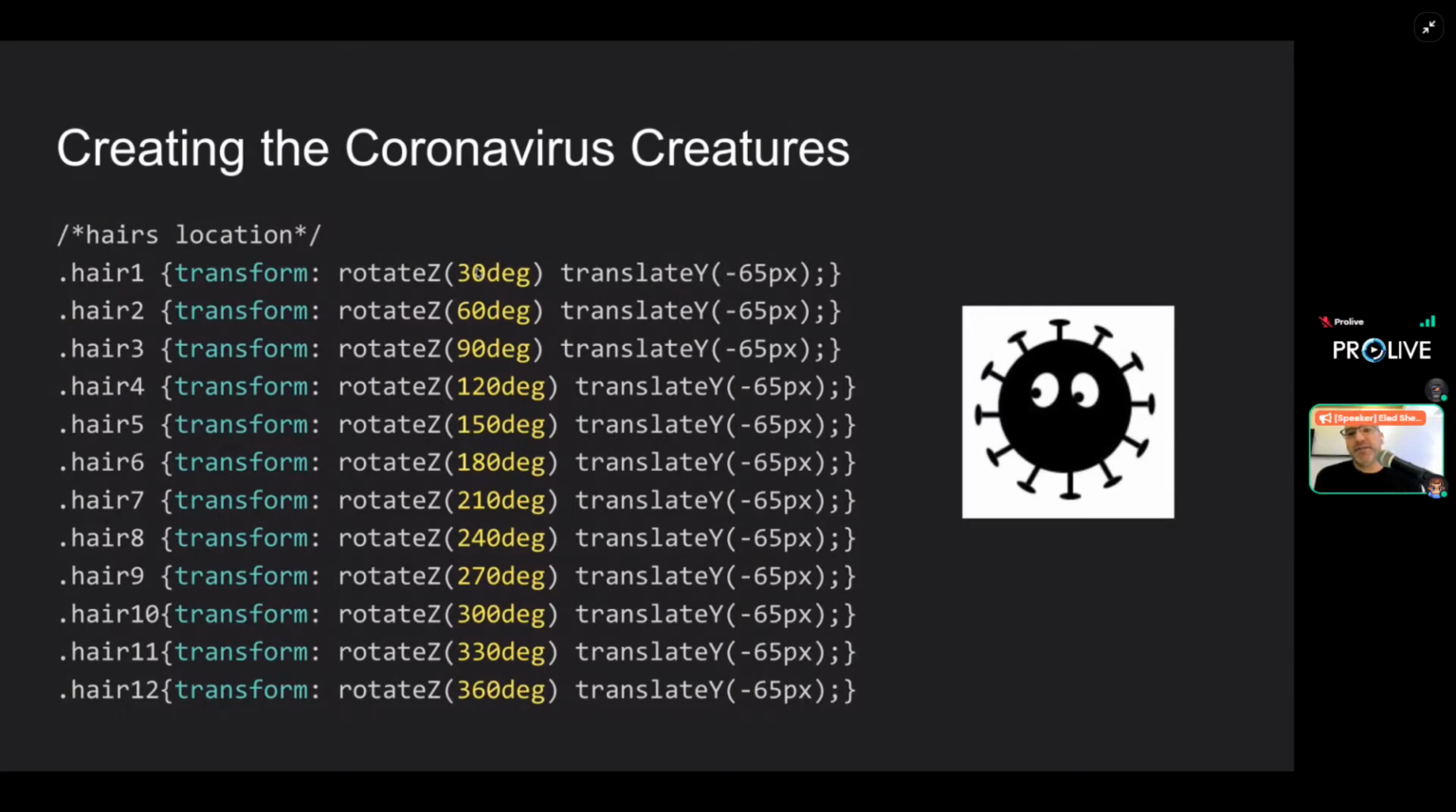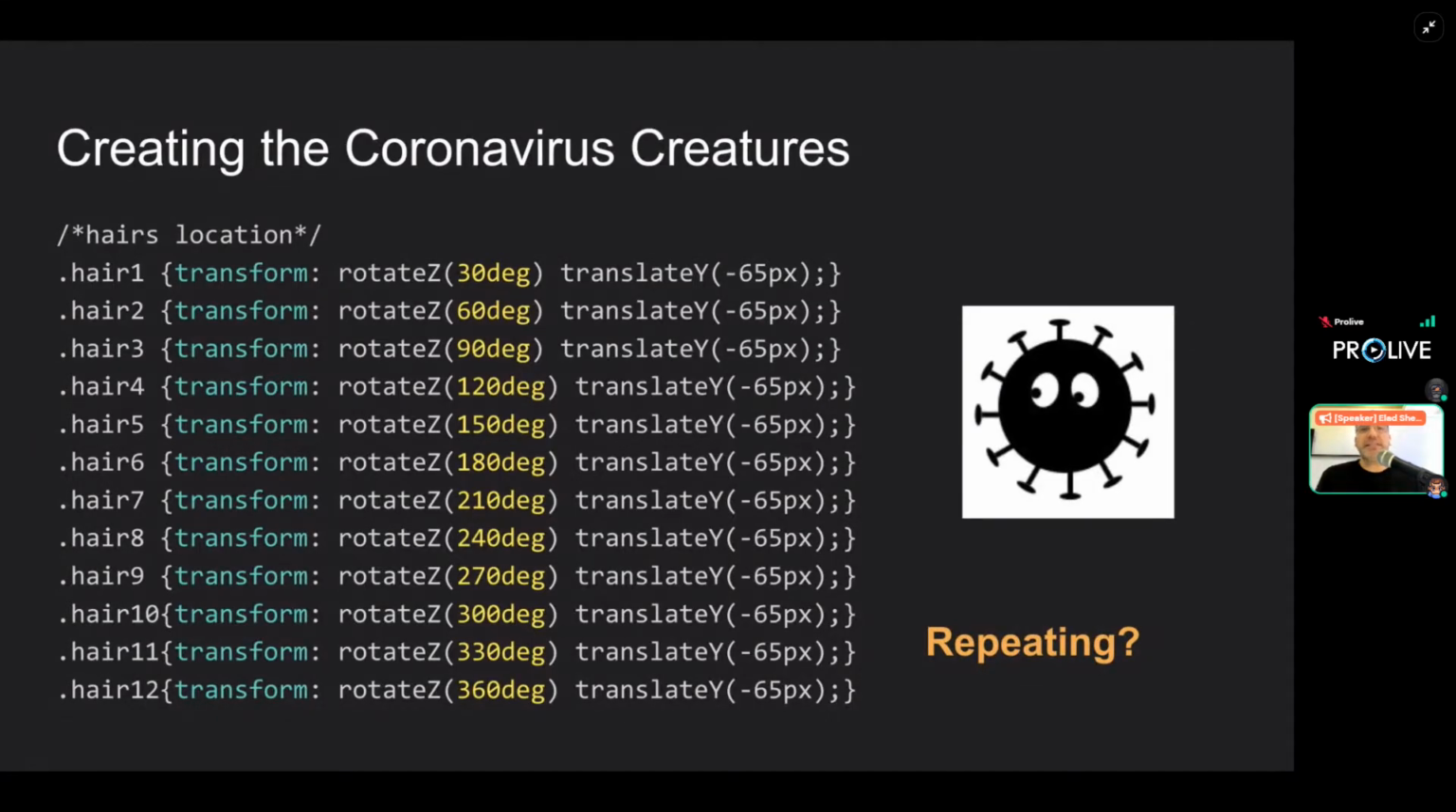As you can see here, different rotate z values and the same translate y value. But as you can see here, we have a lot of repetition in our code. And we as web developers don't love to create repetition. How can we do it in another way?